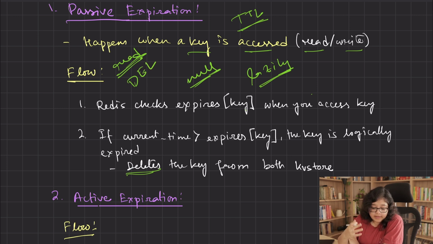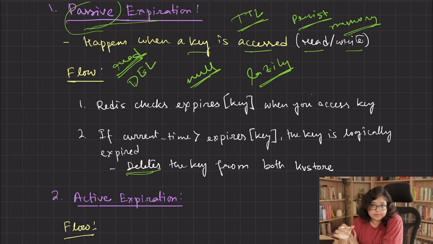Now, the main drawback of passive key expiration is that it cannot remove a logically expired key if it is unaccessed. That means that if a key has already expired but we are using only passive expiration, in that case the key will persist in Redis if it is unaccessed. That means memory will be wasted here.